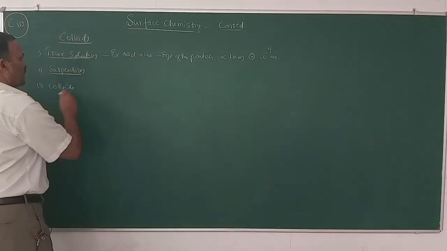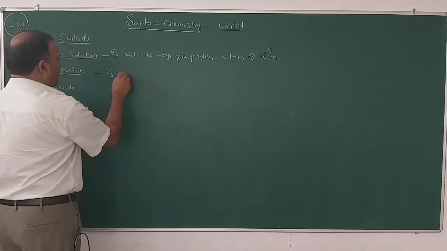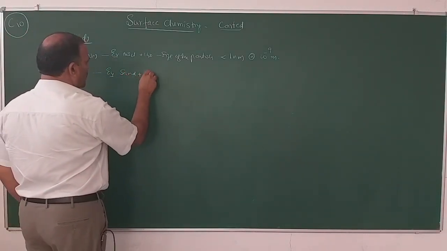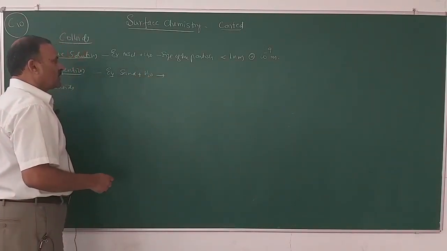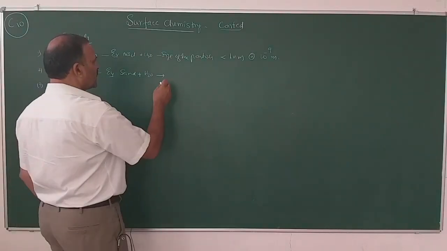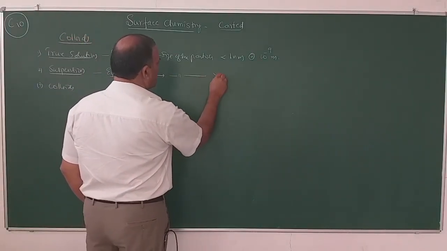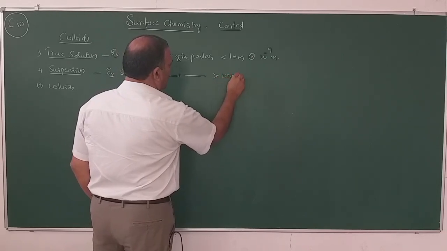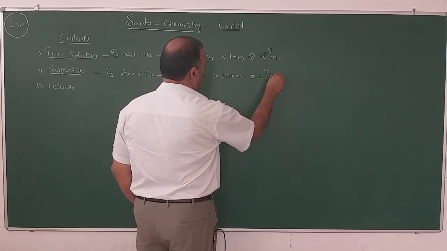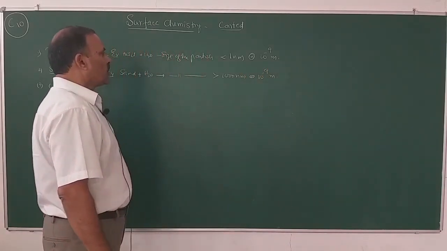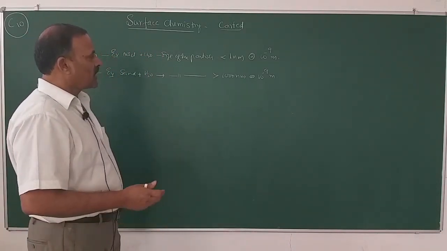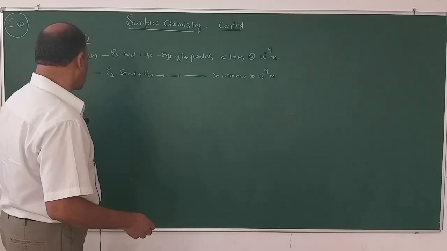Coming to suspension, for example, when sand is stirred with water, you will get a suspension. The sand particles will settle at the bottom of the beaker. Here, the size of the particle is greater than 1000 nanometer or greater than 10 to the power of minus 6 meter. So these particles cannot pass through ordinary filter paper. The particles can be seen with our naked eyes.